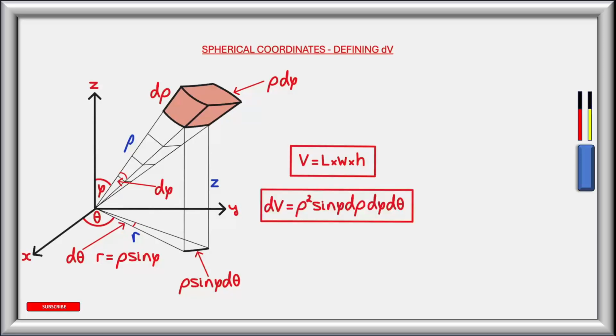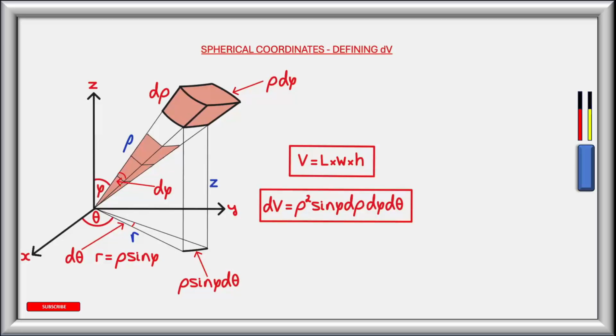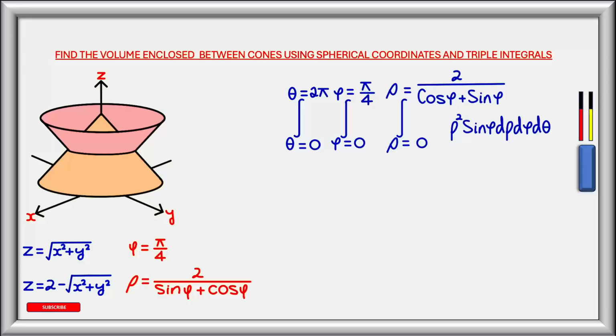If we multiply these dimensions together, we see that dV is equal to ρ squared multiplied by the sine of φ, dρ dφ dθ. And we sum all these infinitesimally small pieces of volume using triple integrals to get the total volume. So we now have our triple integral, where we're integrating ρ squared sin φ dρ dφ dθ. Let's now begin the evaluation process.